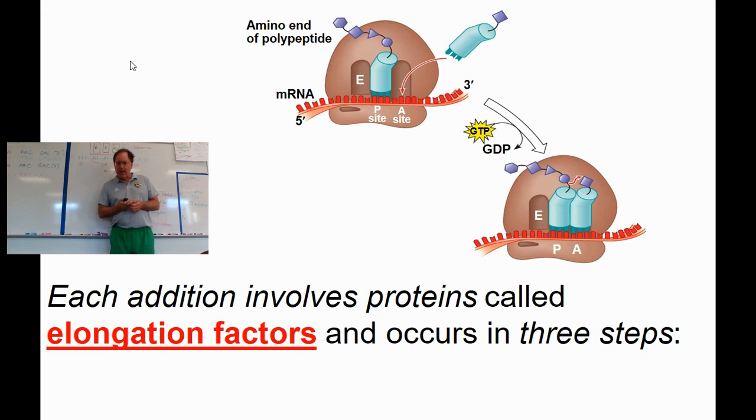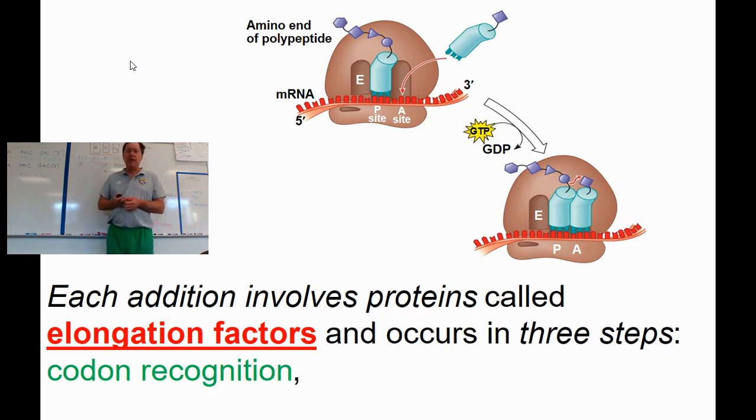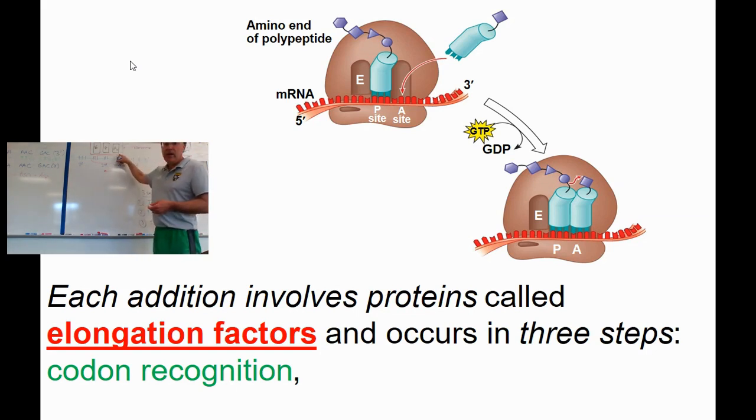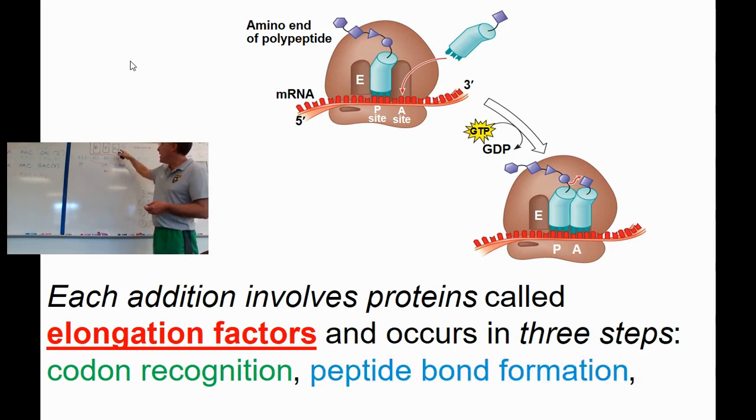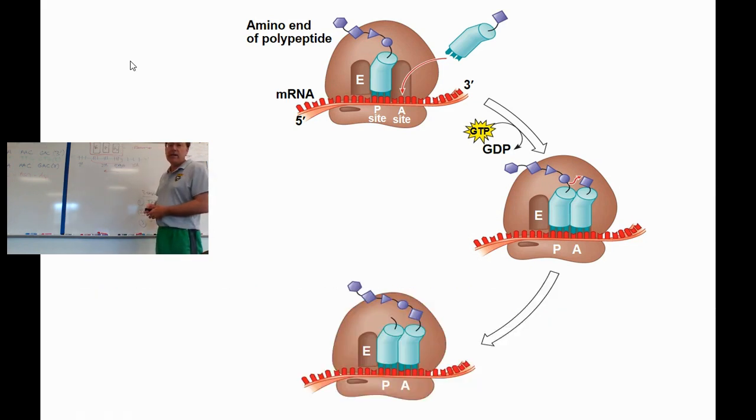Each addition involves proteins called elongation factors. It occurs in 3 steps: codon recognition. The codon has to be recognized here. Then we're going to have peptide bond formation, which is what we're showing there on that picture, and then translocation. And translocation is just where the whole complex is now going to be moved over.